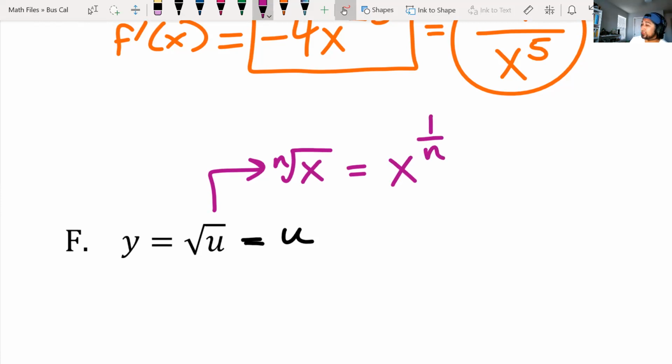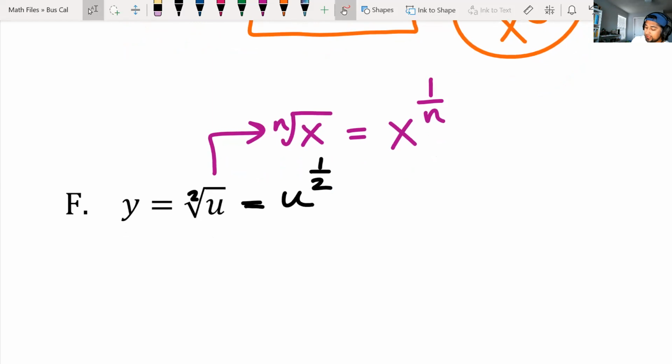Which means, since this is a square root, what number is there that we never put? A 2, which means if I want to rewrite this from radical to exponential, it's u to the what power? 1/2. There you go. And remember, we haven't done any calculus yet. This is pure algebra, which means we are now ready for some calculus. Because now we're ready to take the derivative.